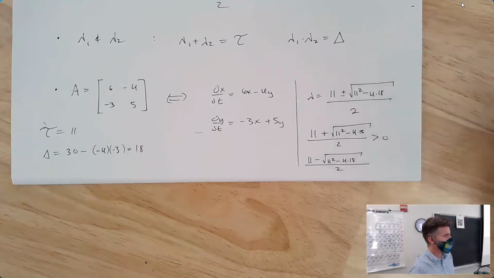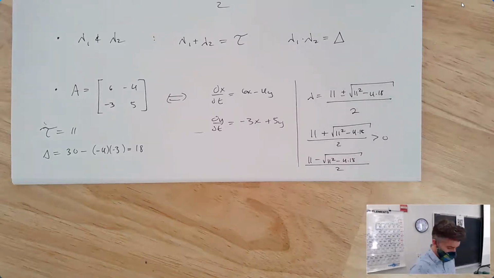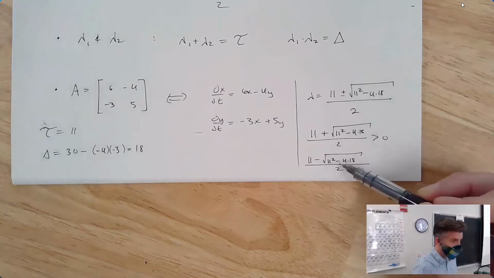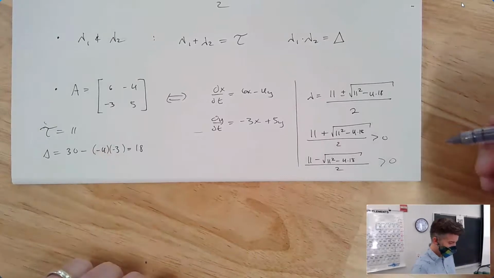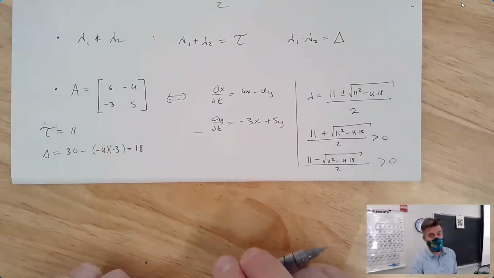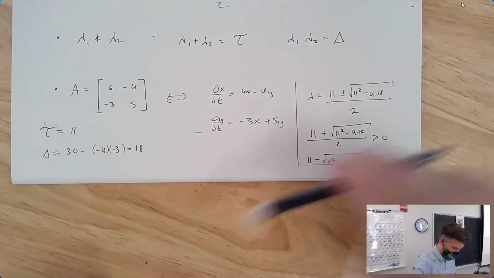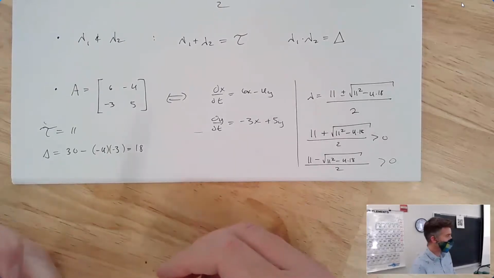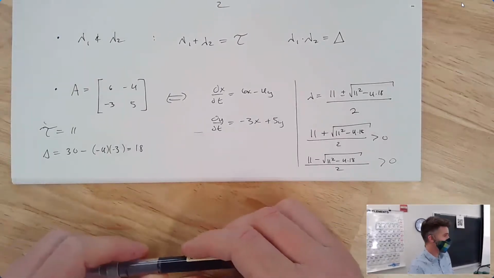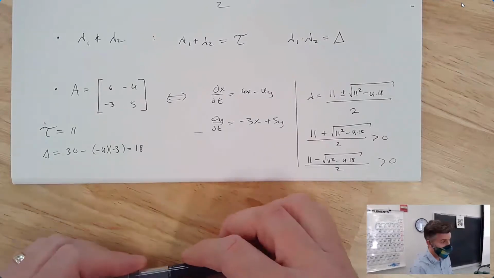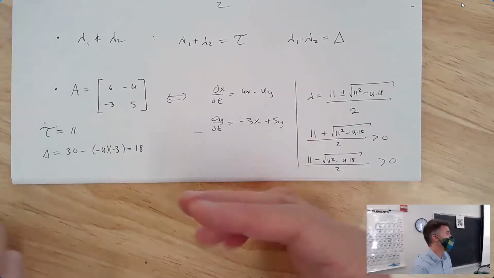And if the number is smaller than 11 squared, which is 121, so if it's smaller than 121, its square root is going to be bigger or smaller than 11? It's going to be smaller than 11. So this number here is smaller than 11, which means 11 minus it is also positive. What I could have said from the very get-go is, since the determinant is positive instead of being negative, the eigenvalues have to be the same sign.